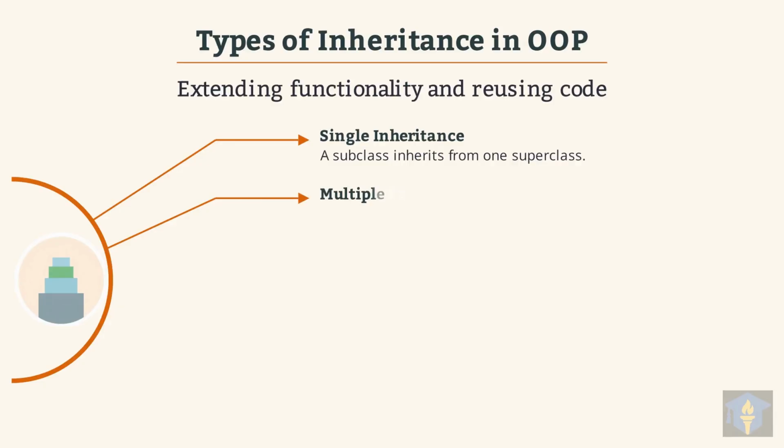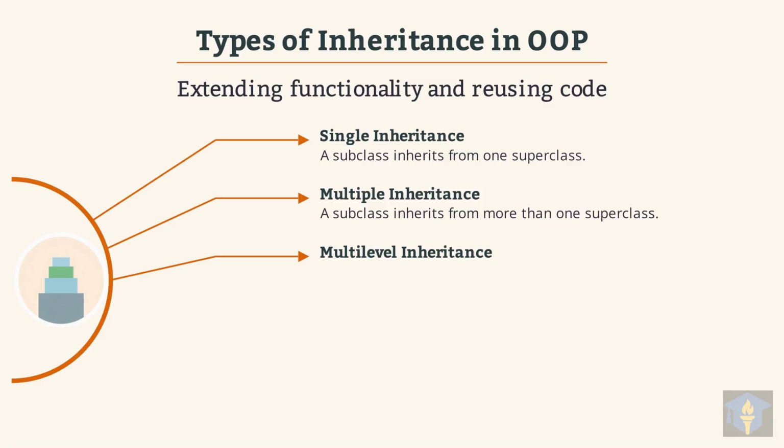Then there's multiple inheritance, which offers more complex relationships. Here, a subclass can inherit from two or more superclasses, combining their functionalities. Multi-level inheritance introduces a chain-like structure between classes. It occurs when a subclass inherits from another subclass, forming a clear inheritance chain.